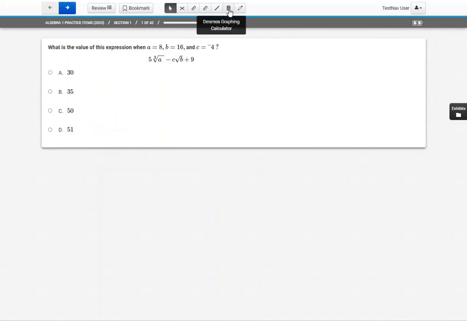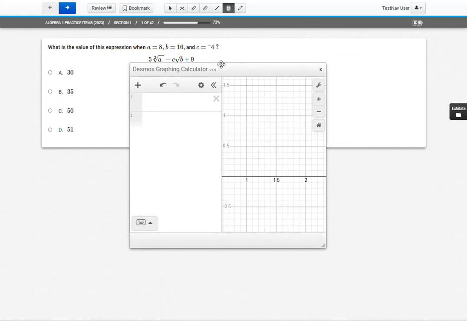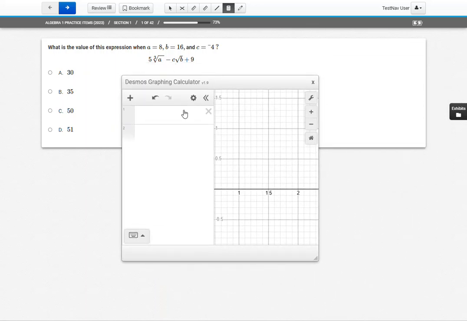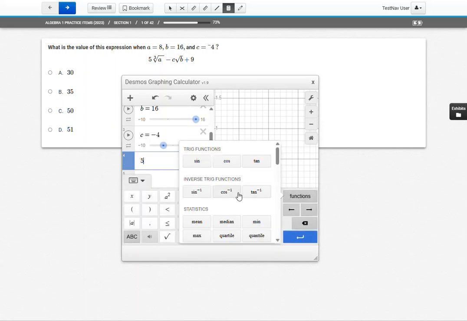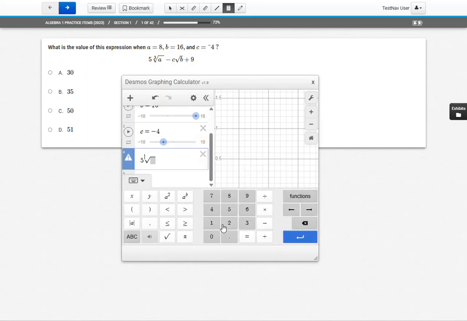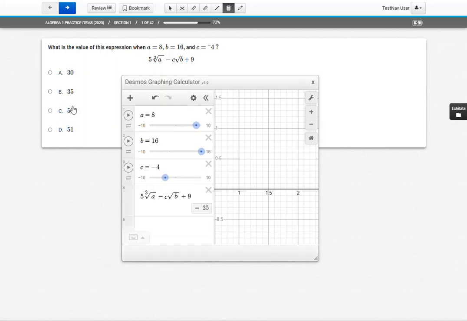All right, question number 1. It says here, what value is this expression? So I'm just going to plug it in exactly the way I see it. I'm going to first assign the numbers, and then I'll type it in exactly the way it is. So 5 cube root of a minus c square root of b plus 9 says 35. That's it, you guys.